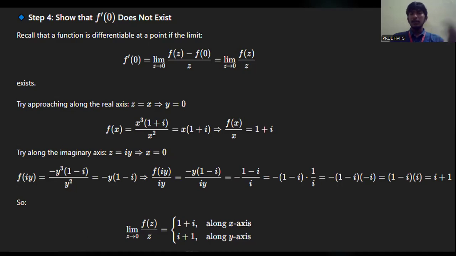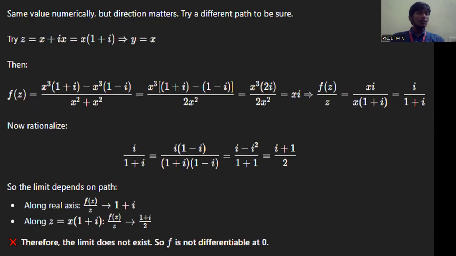Try along the imaginary axis. It's basically making the real part 0 and trying the different limits for the imaginary part, minus y cube into 1 minus iota by y square. And we got the same, 1 plus iota. So along the y-axis we got 1 plus iota, and along the x-axis we got the same 1 plus iota. Now take z equal to x plus i into x, basically y is equal to x.